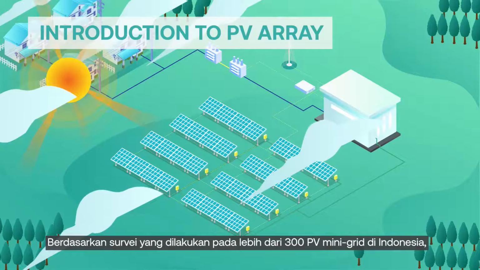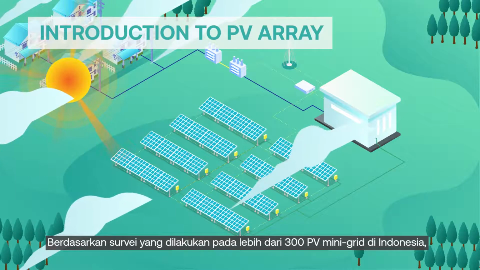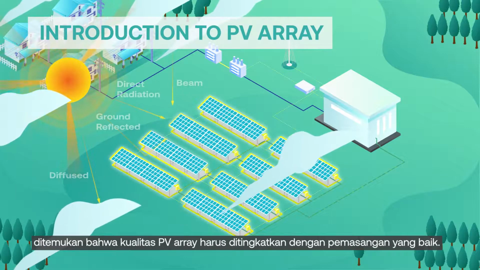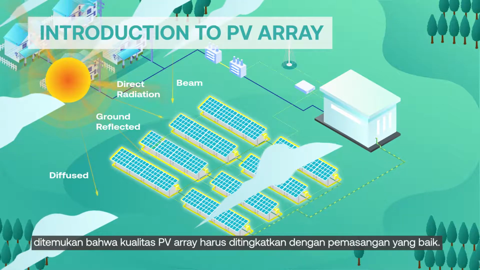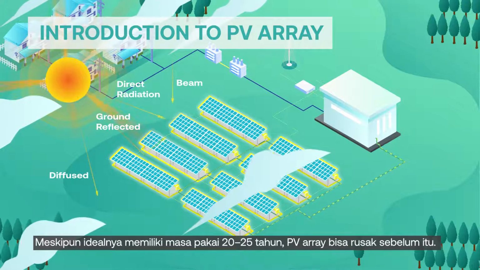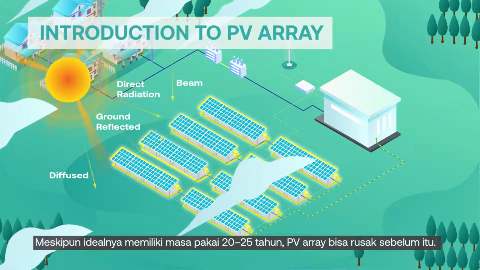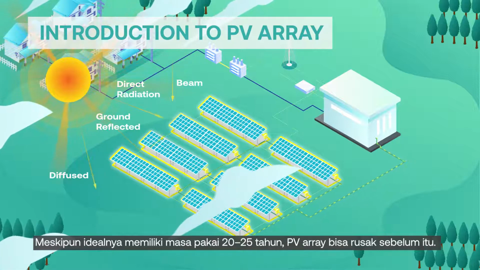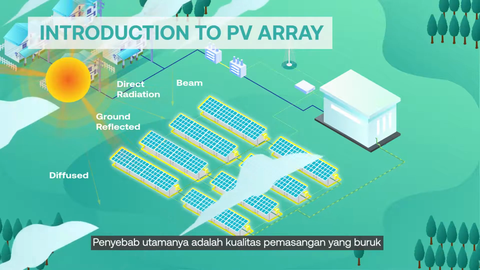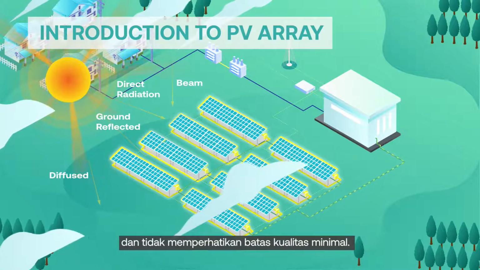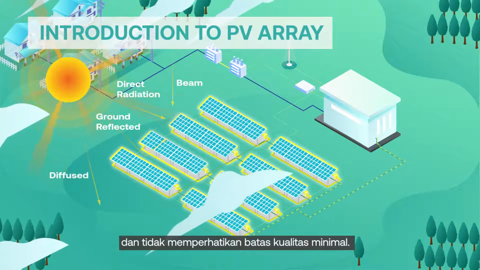Based on a survey conducted on more than 300 PV mini-grids in Indonesia, it is found that the quality of the photovoltaic array must be improved by good installation. Although ideally it has a lifetime operation of 20 to 25 years, a photovoltaic array may be damaged early. It is mainly caused by bad quality of installation and not paying attention to the minimum limit of quality.